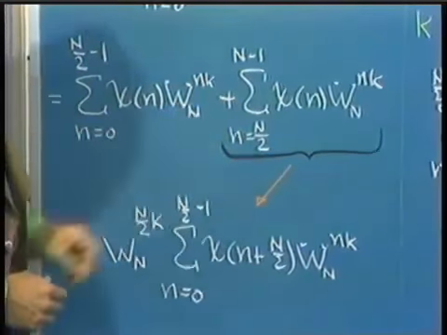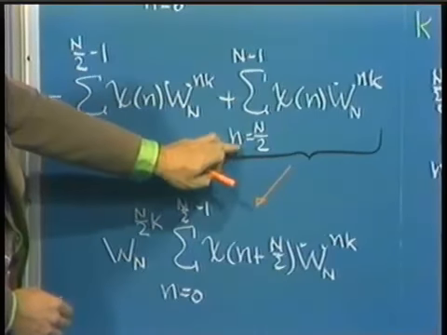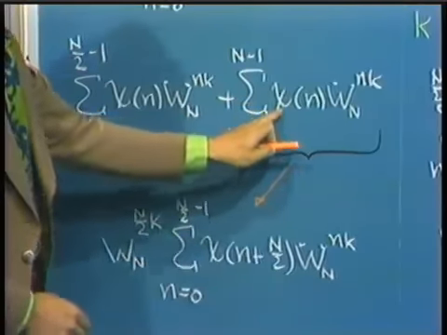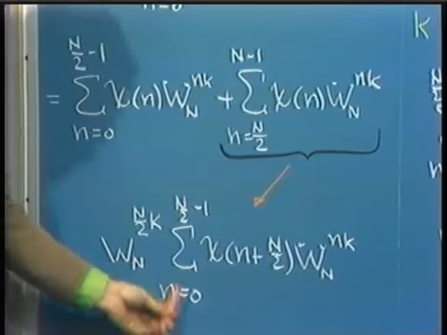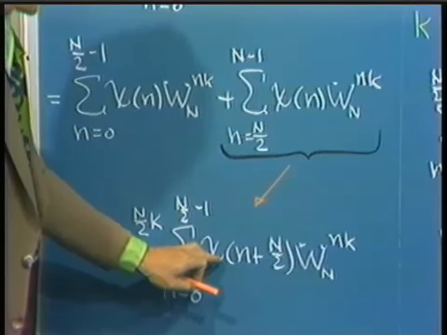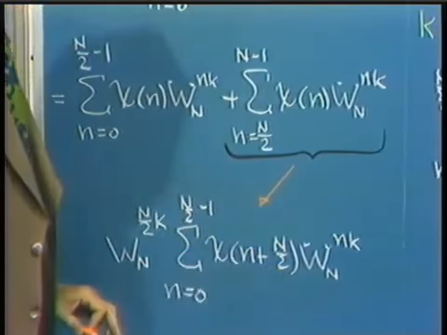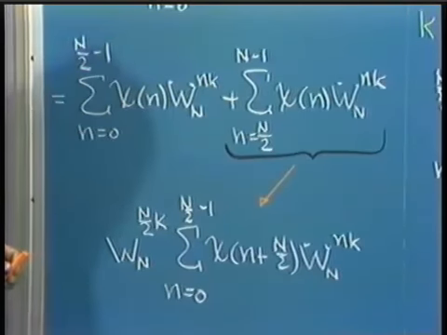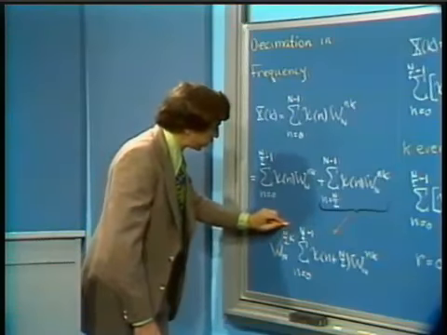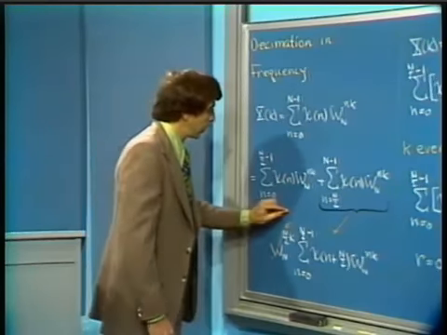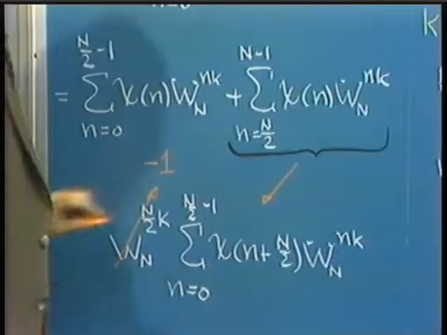And you can easily check that this is correct, for example, for little n equal to capital N over 2 here. We have x of capital N over 2 times W sub N to the capital N over 2 k. Here, for little n equals 0, we get W sub N to the capital N over 2 k times x of capital N over 2, and this term becomes 1. Just simply a substitution of variables. Well, we recognize this term, W sub N to the N over 2 k, as equal to minus 1.